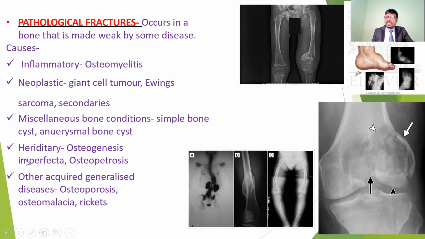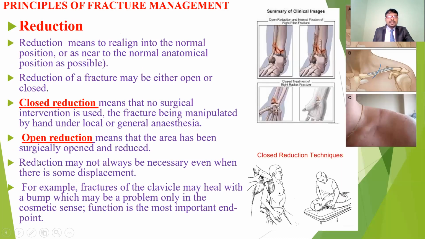Osteoporosis is because of vitamin D deficiency and calcium deficiency. Osteomalacia is because of osteopenia, decreasing the bone mineral density, and rickets is because of vitamin D deficiency. These are very important minerals for the bone and joint. Because of the deficiency of the minerals, they may get fractures. So these are called pathological fractures. And these are about the classification and types of fractures.